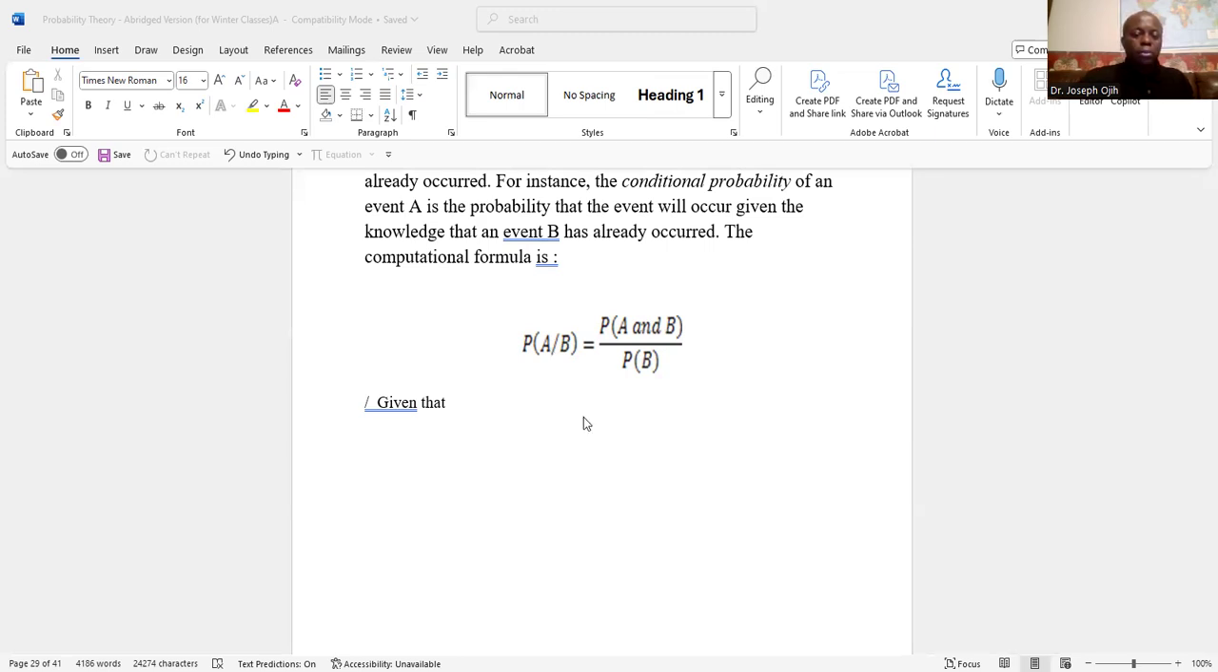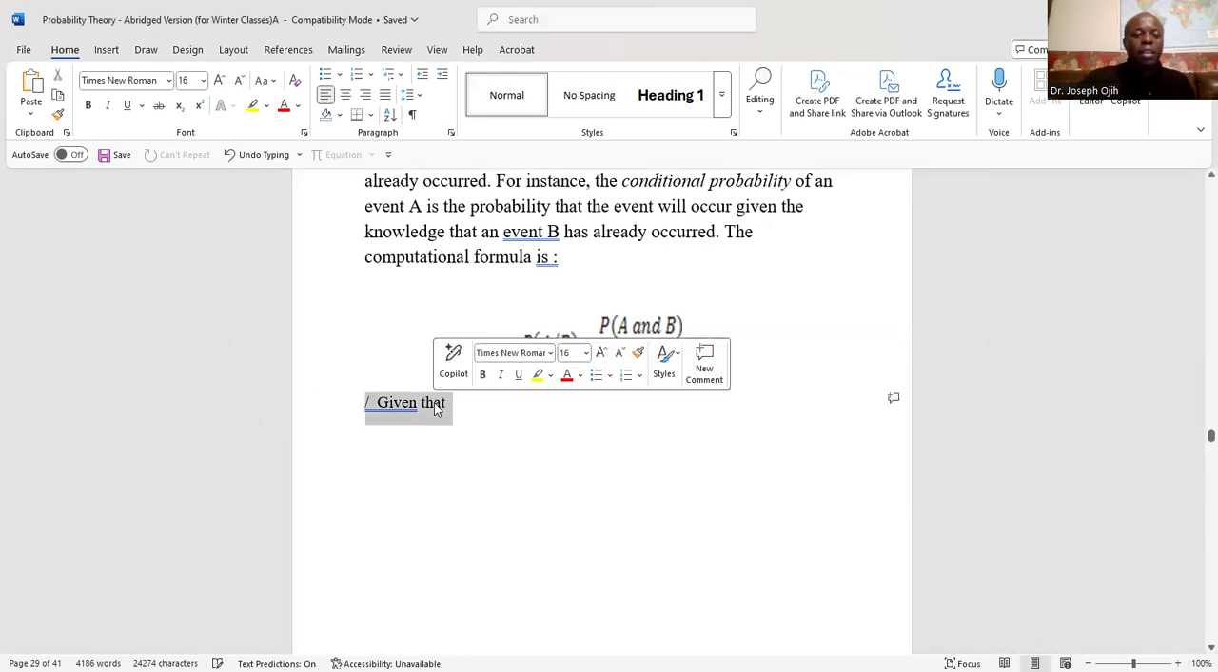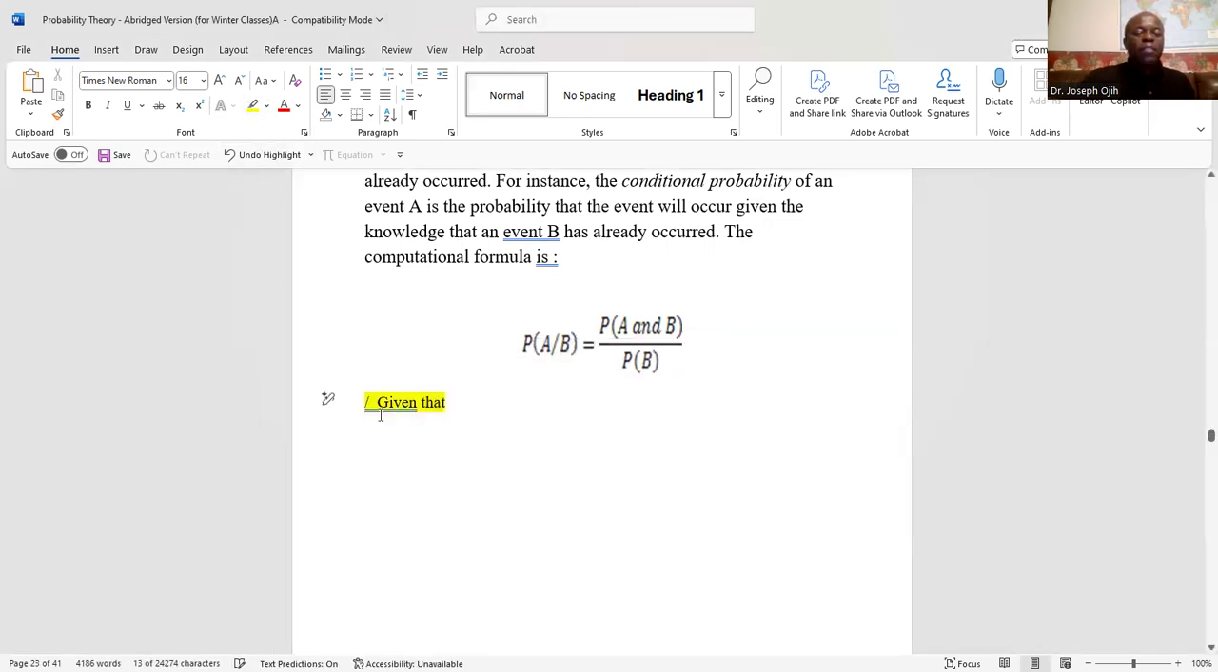Good. So the conditional probability of event A, given that event B has occurred, this forward slash actually means given that. That's how we use it. In this concept, we call it given that. So the probability that event A will occur, given that event B has already occurred, is equal to the probability of events A and B divided by the probability of event B. So this is the condition right there.